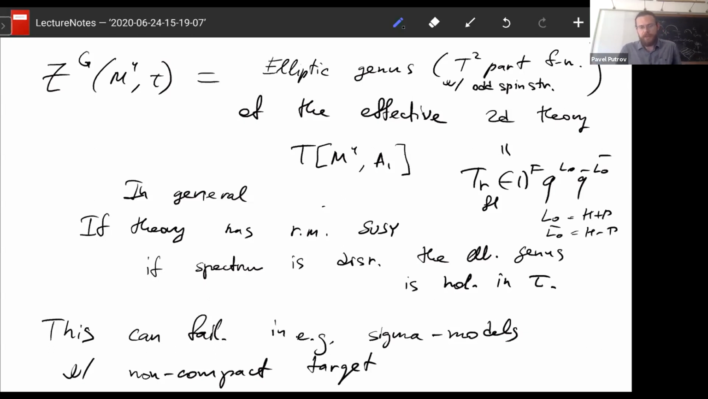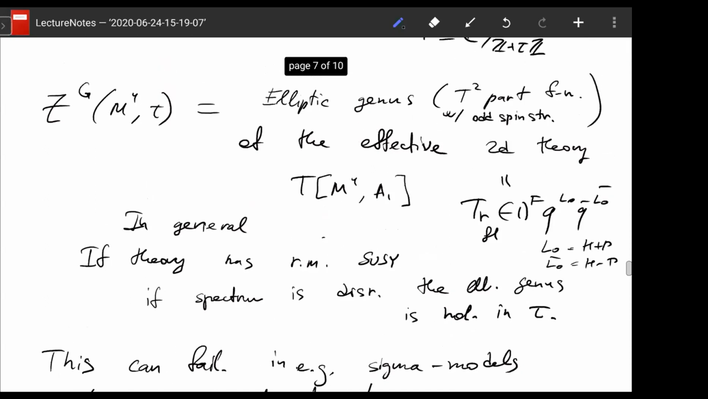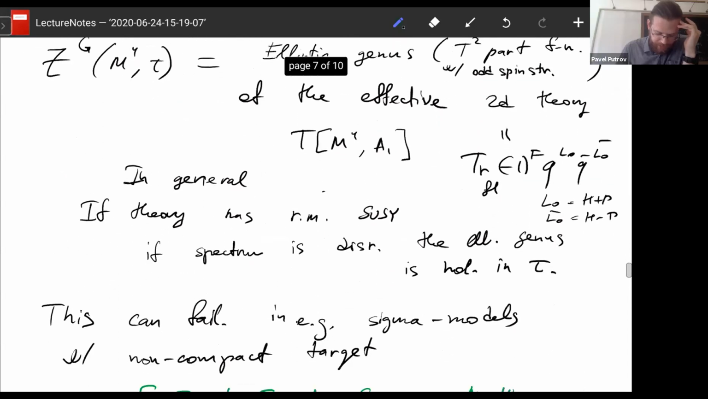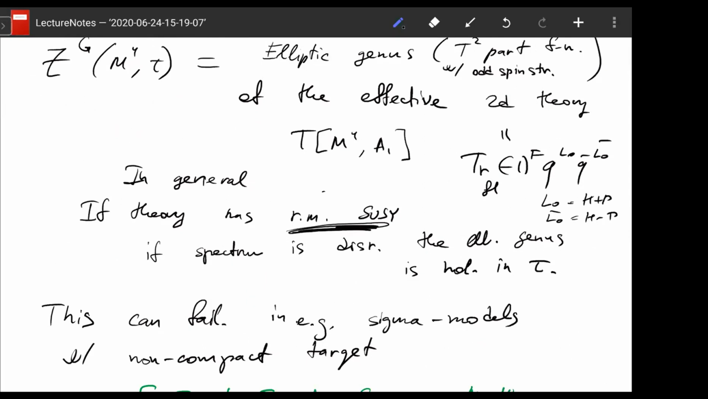And your field content is not invariant under the change of chirality because you only have right moving fermions, but you don't have left moving fermions. Ah, sorry. Yeah, the sigma model is (0,1). Okay. Yeah, if the theory has right moving supersymmetry.